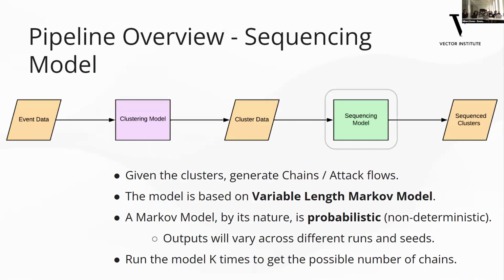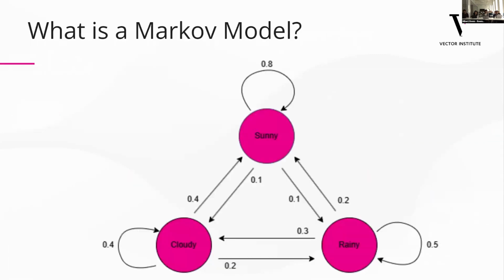The sequencing model is based on a variable length Markov model. A Markov model by its nature is probabilistic. As a result, the outputs will vary across different runs. In order to get as many chains or sequences as possible, we need to run the model k times, where k is a hyperparameter.